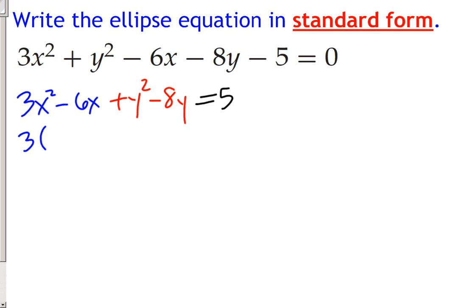There's a 3 in front of the x squared. You got to factor it out before you do anything else. So you got to factor out all the x squared stuff out of all the x terms. And then don't forget, leave a space because we're going to put a number right there in a minute.